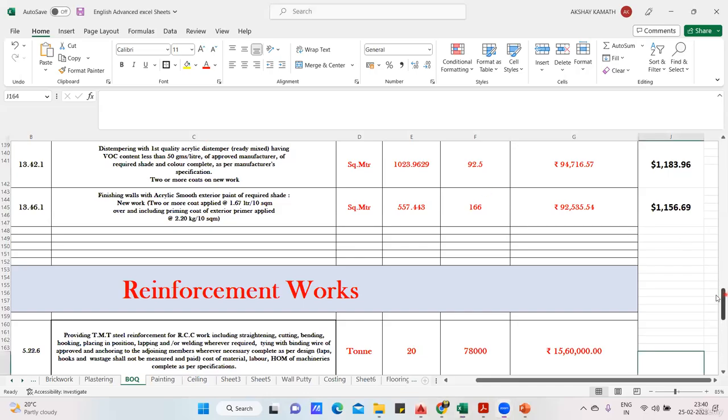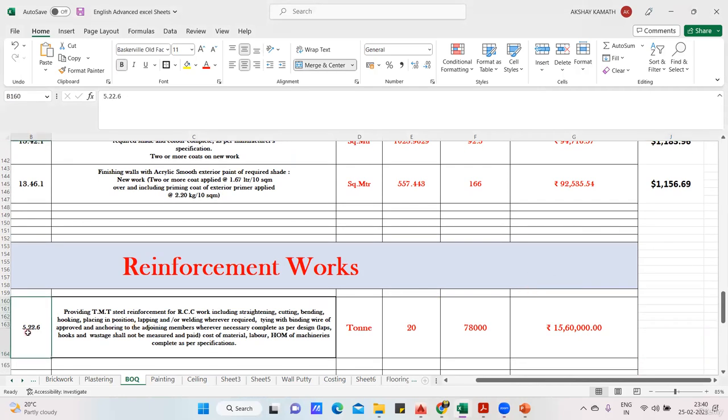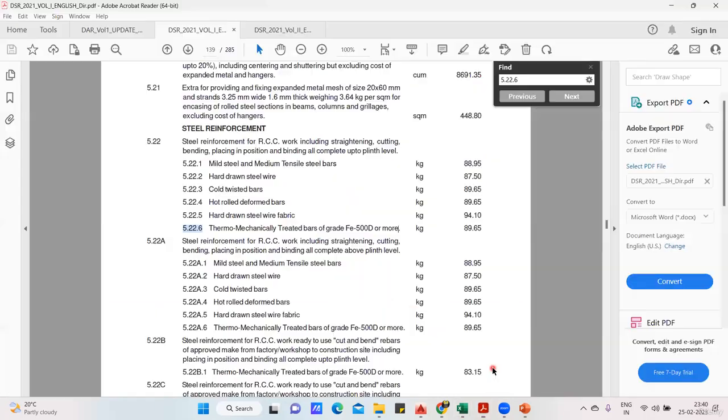So the last quantity I have here is about the reinforcement work. For this, I'll go to the SOR number 5.22.6. So come here, I'll go to 5.22.6. If I click on this, you can see here the steel reinforcement work will start.